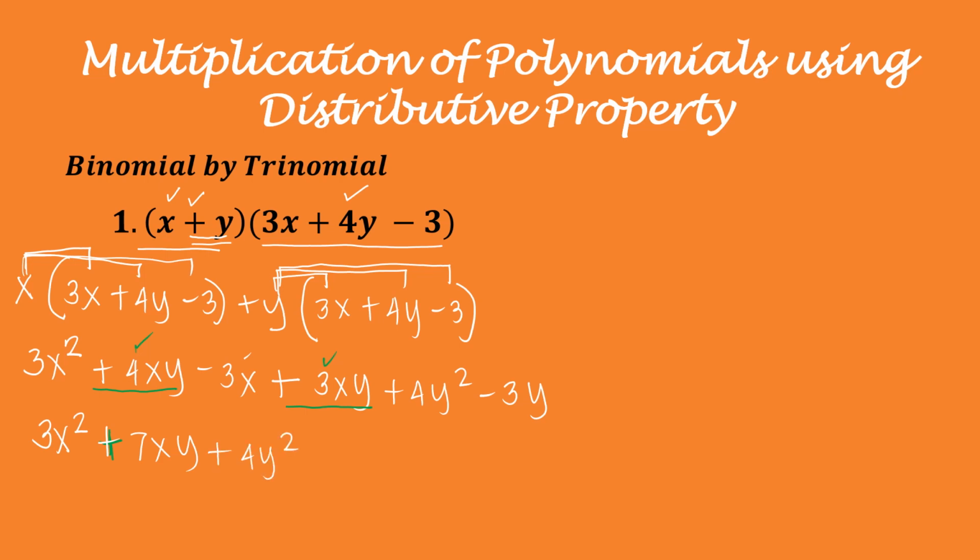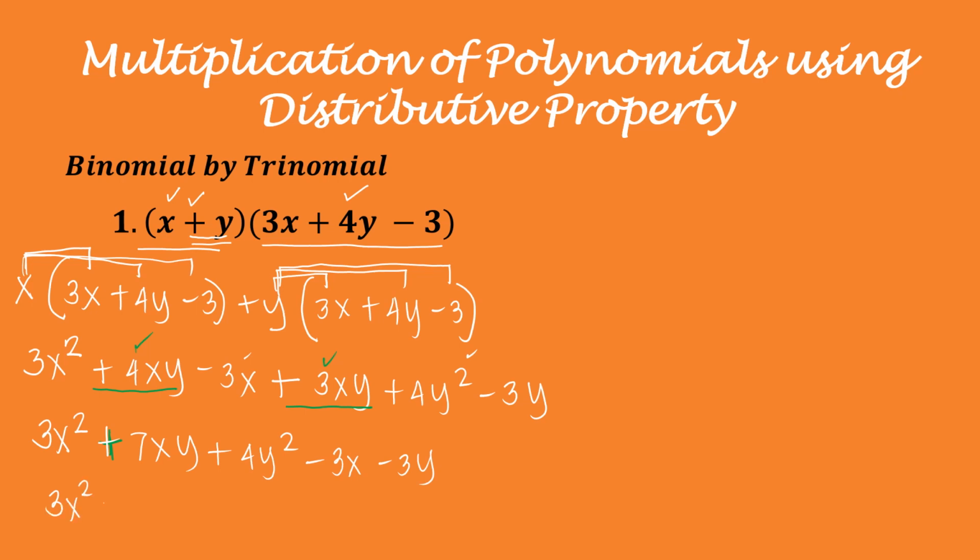We don't have any other y squared. Thus, we are done, having the 4y squared, and then followed by minus 3x minus 3y. Or else, if you want to arrange them according to exponent, thus we have to have it this way.